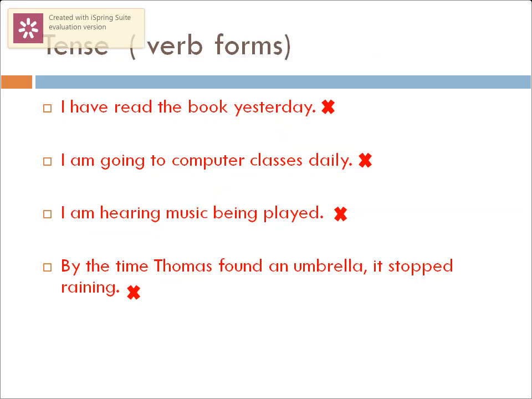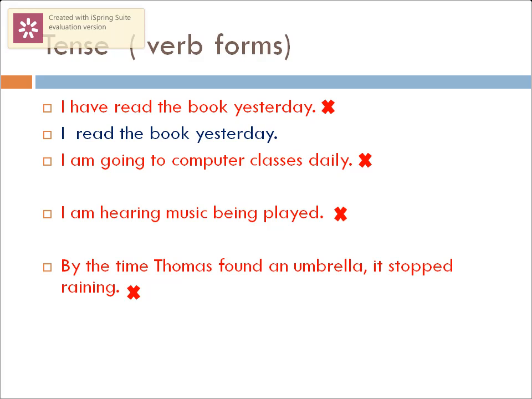Let's move on to the different tense forms that generally we confuse. One is, I have read the book yesterday. Now, if you carefully observe, yesterday denotes simple past tense. But the verb form that is used is have read, which is present perfect. So there has to be a correction here. It has to be, I read the book yesterday because the time is clearly mentioned. We use present perfect only when we are not sure of the time of the action.